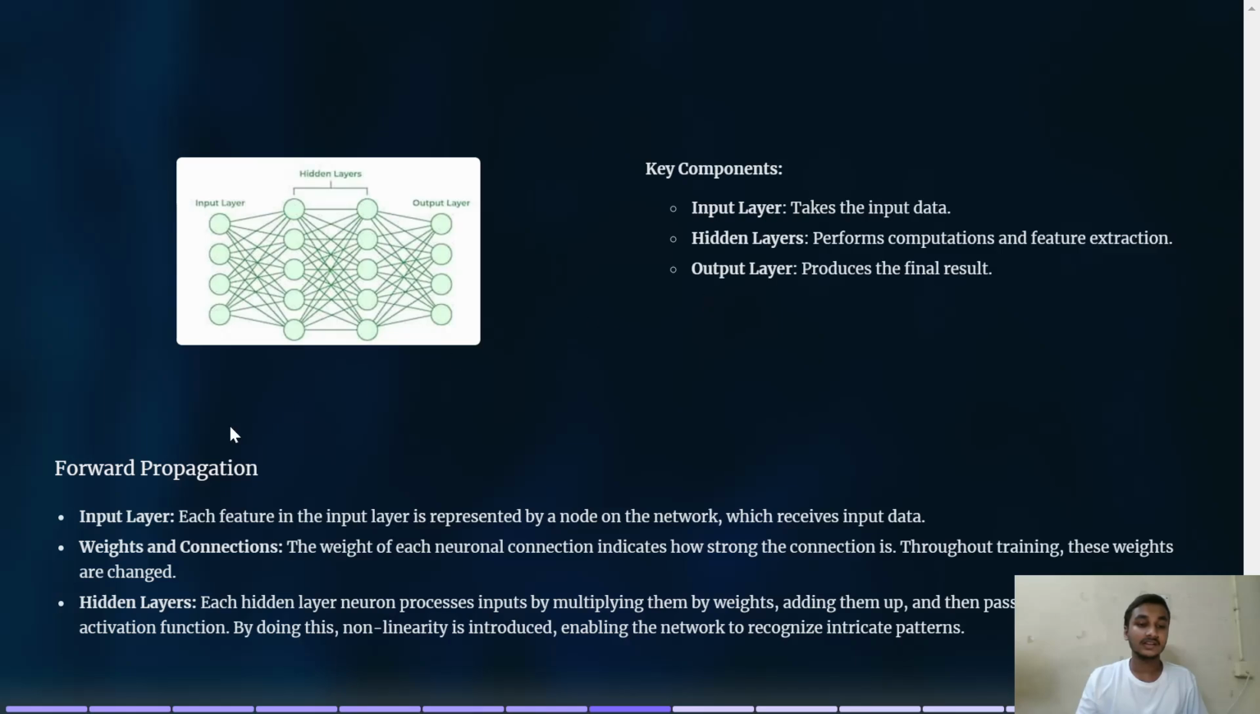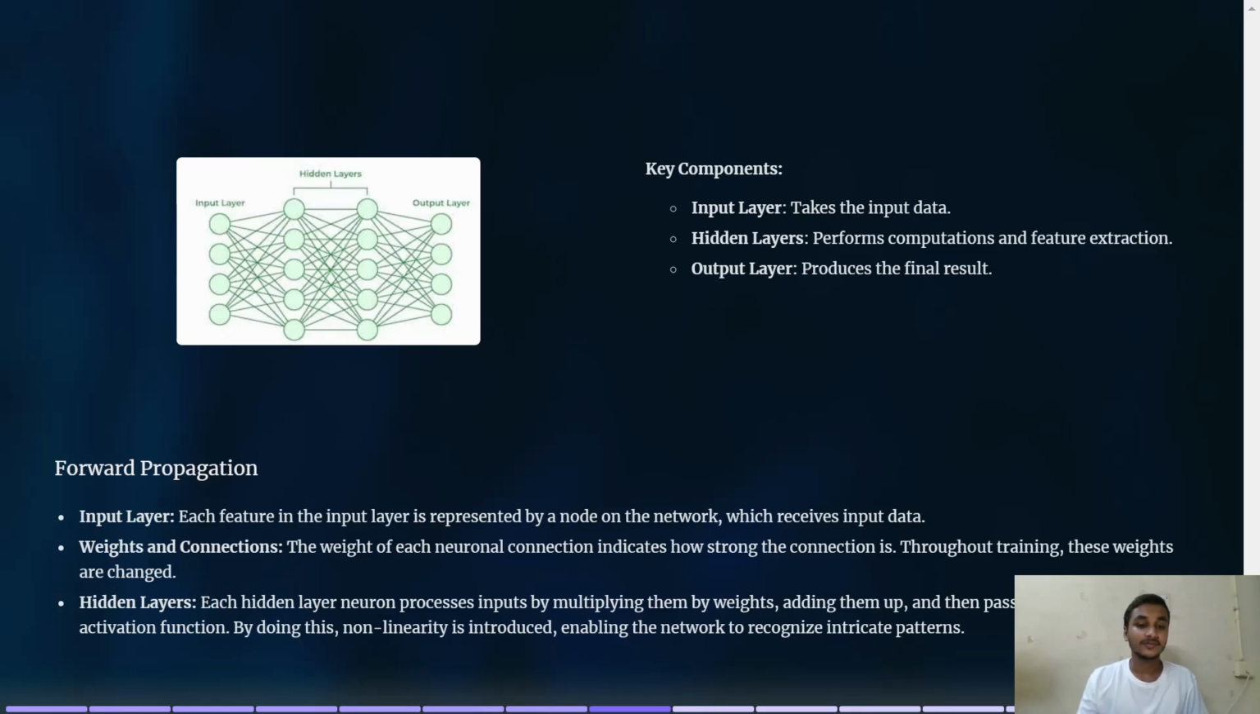Now you can see forward propagation. In the input layer, each feature is represented by a node on the network, which receives the input data. Then weights and connections. The weight of each neuronal connection indicates how strong the connection is. Throughout training, these weights are changed.